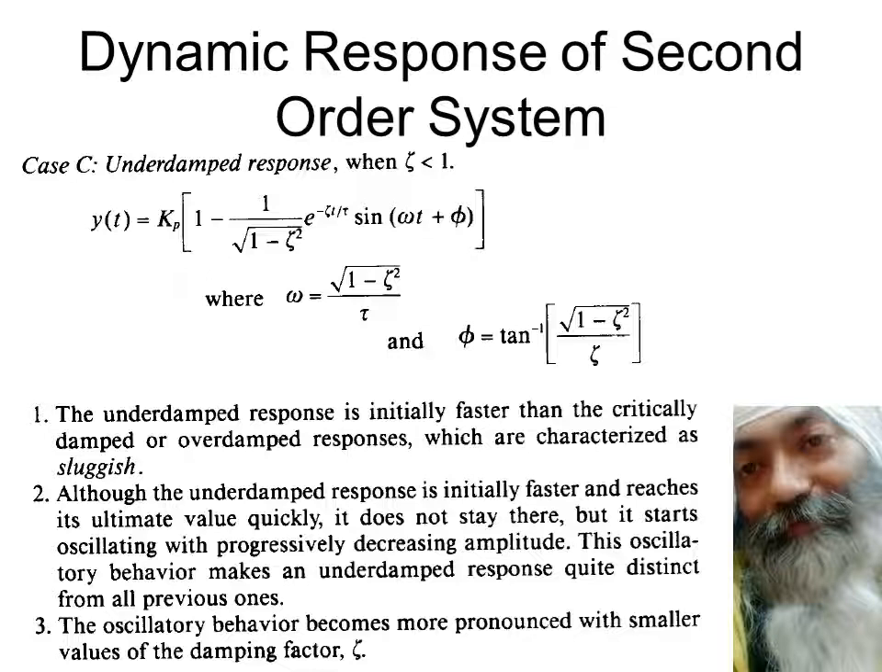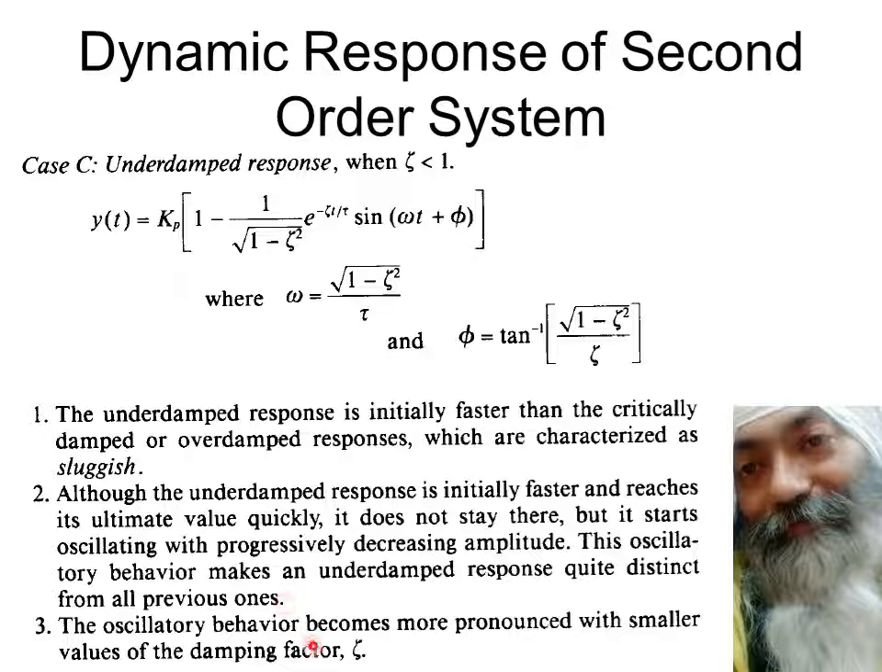It starts oscillating, but the grace is that the amplitude will be decaying. You see, the amplitude is decaying. It's e to the power minus exponential term, minus zeta t by tau. So it's going to decay. The amplitude is not constant, it's progressively decreasing. So this oscillatory behavior makes underdamped response quite distinct from the overdamped and the critically damped, that it has oscillations and the oscillations are going to decay.